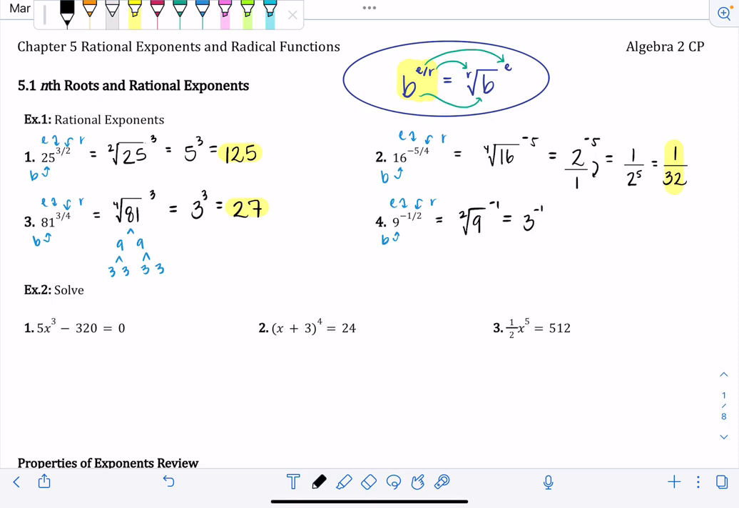a negative exponent. You can't have a negative exponent in your final answer, so we have to take the reciprocal of the base. That flips this 3 down here, and it becomes 1 over 3 to the 1st power. But 3 to the 1st power is just 3, so final answer 1/3.